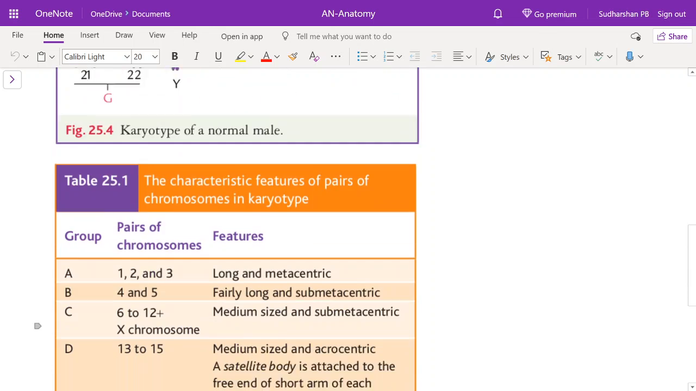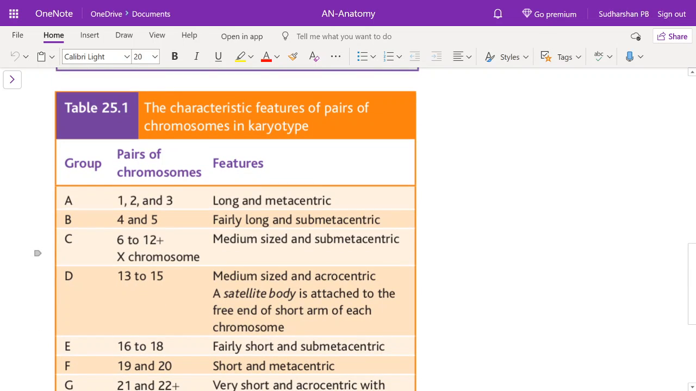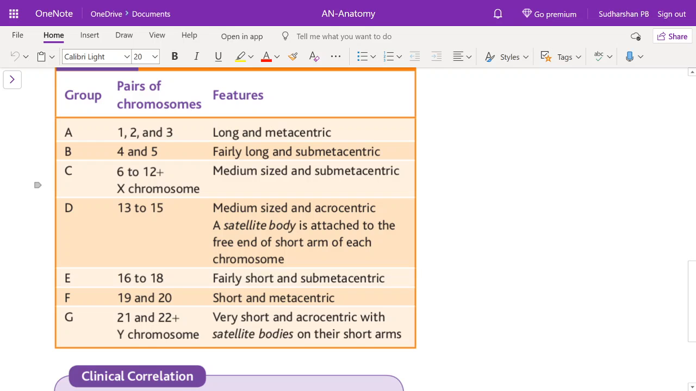Now, coming to the next, we have the acrocentric: 13 to 15, 21 and 22 with the Y chromosome. These are acrocentric, but 13 to 15 is medium size with a satellite body. This is on the short arm free end.